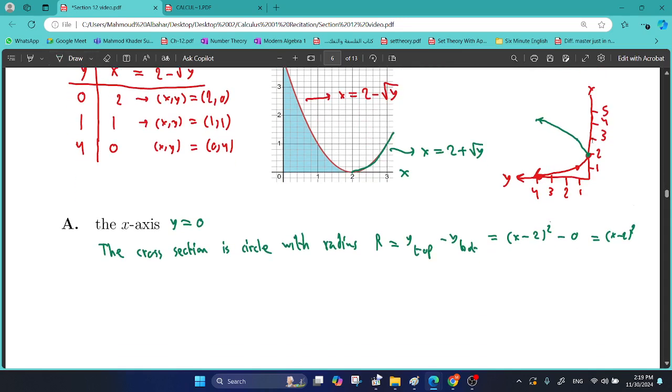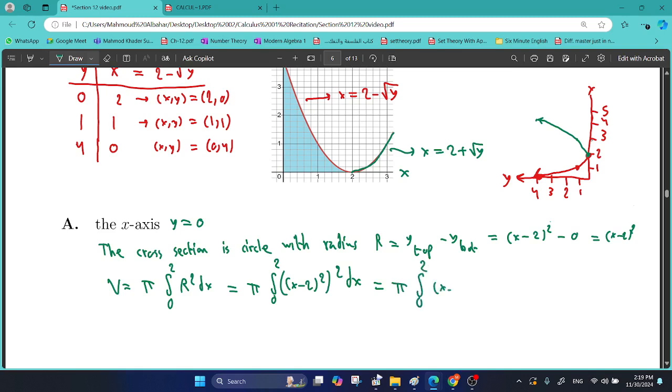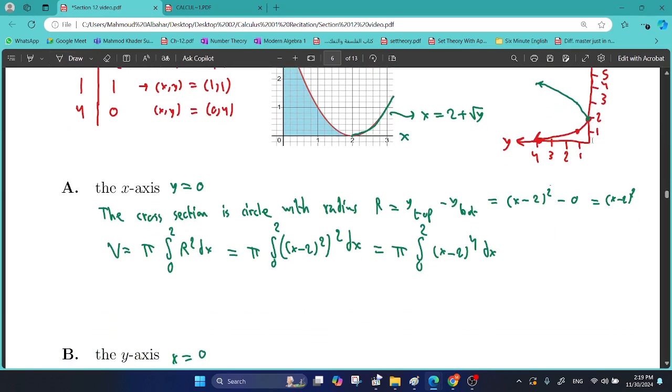Now let's write the formula for integration. V equals pi integral. We are revolving around a horizontal line, so we are integrating over x, from 0 to 2, see here the shaded region, from 0 to 2, r squared dx, equals pi integral from 0 to 2 of ((x minus 2) squared) squared dx, equals pi integral from 0 to 2 of (x minus 2) to the 4 dx. And here, let's stop here.